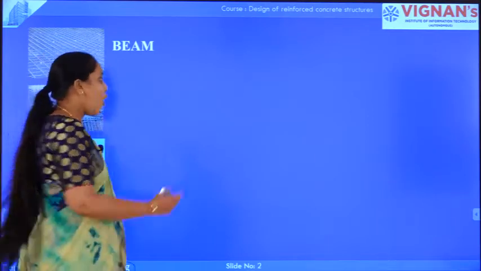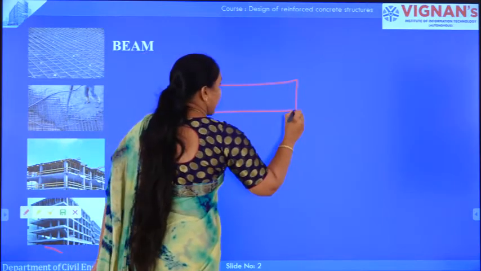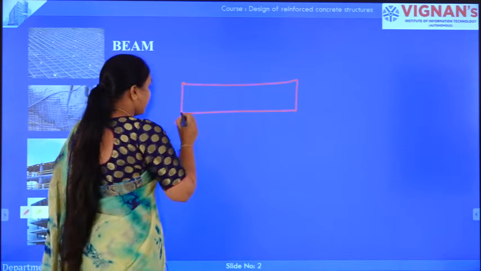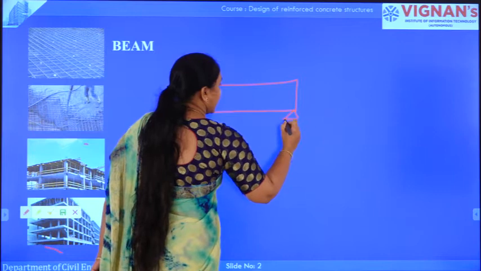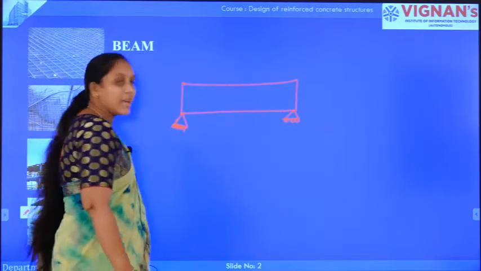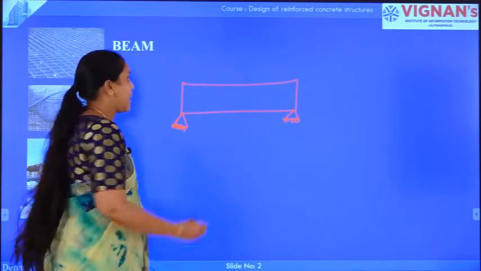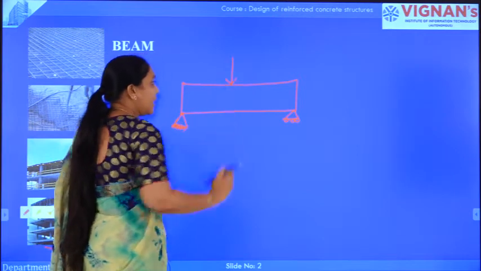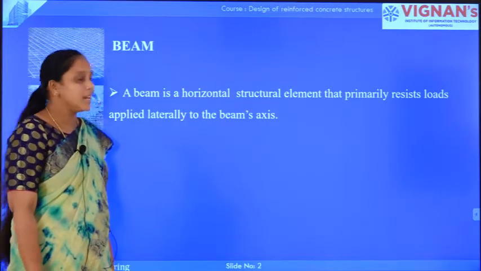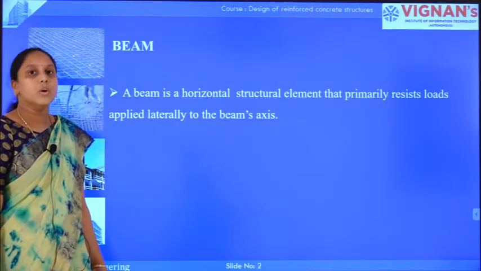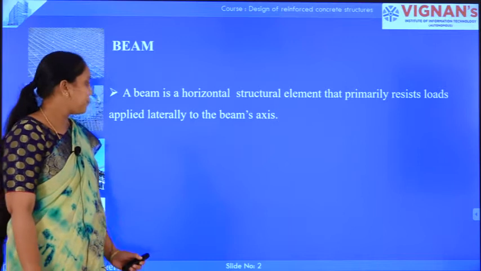A beam is a horizontal structural member. Here I am considering a simply supported beam. So, what is a beam? A beam is a horizontal structural member which is meant for resisting the loads which are acting on it. A beam is a horizontal structural element, which is meant for resisting the loads which is acting on it.